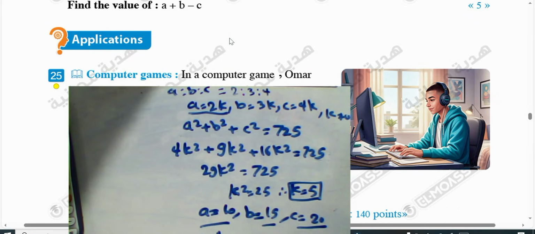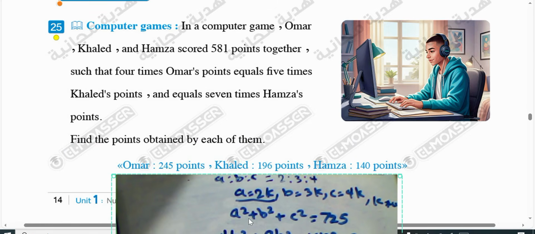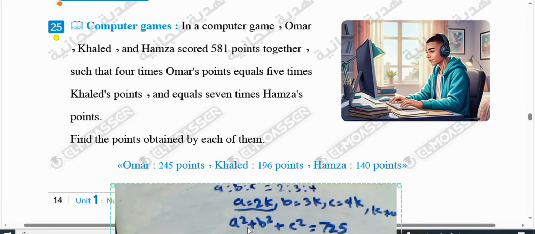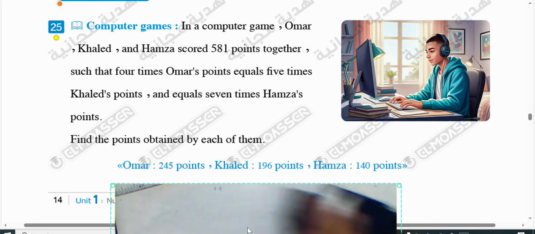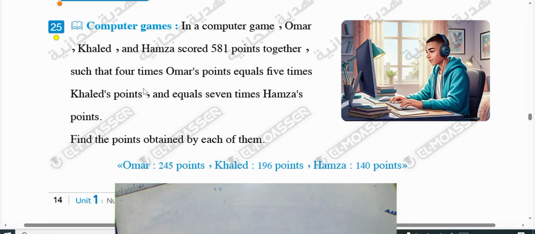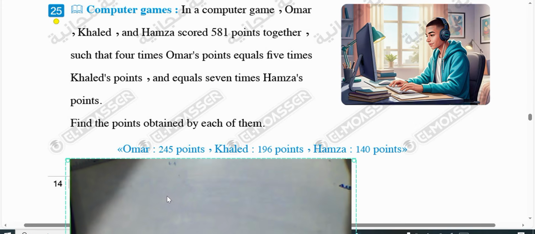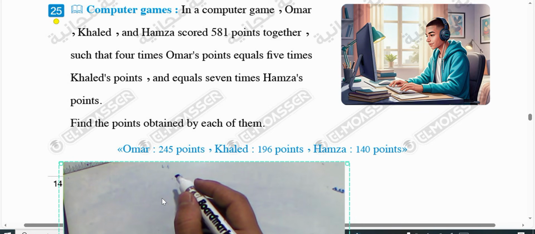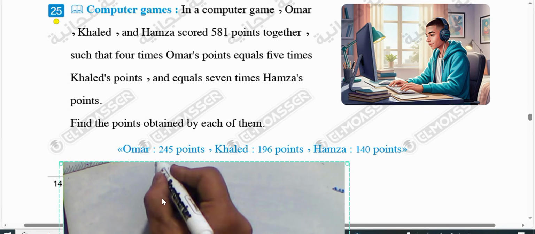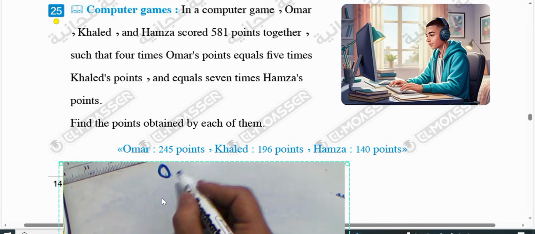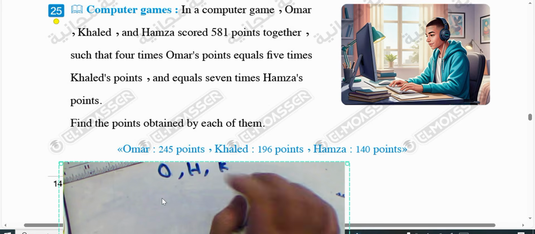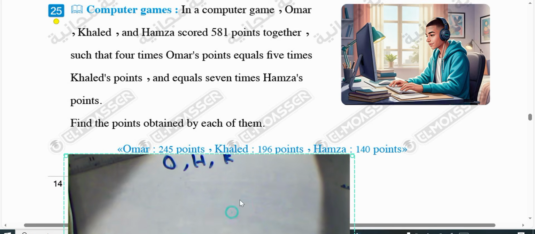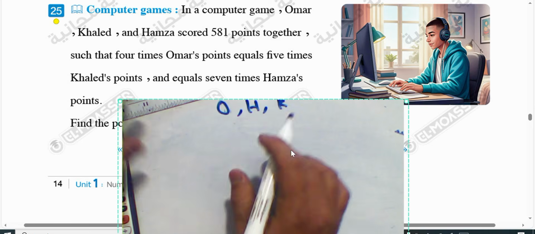Okay. Application. We have in a computer game, Omar, Khalid, and Hamza scored 581 points together, such that 4 times Omar's points equals 5 times Khalid's points equals 7 times Hamza's points. First, we have 3 persons: Khalid, Hamza, and Omar. Write O for Omar, K for Khalid, and H for Hamza.